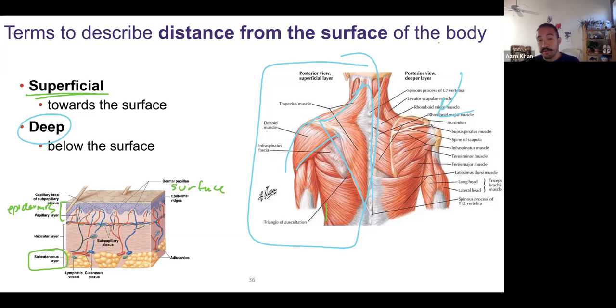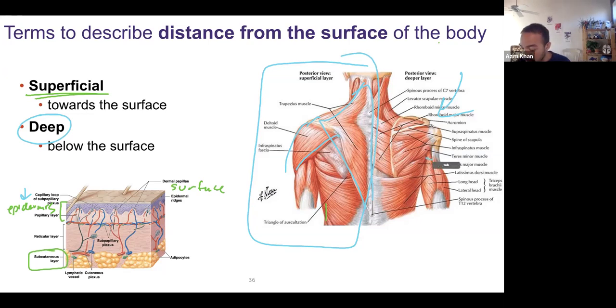So to use this word, we could say that if we go back to this example of the skin, the epidermis is superficial to the subcutaneous. We could say that the subcutaneous is deep to the epidermis.